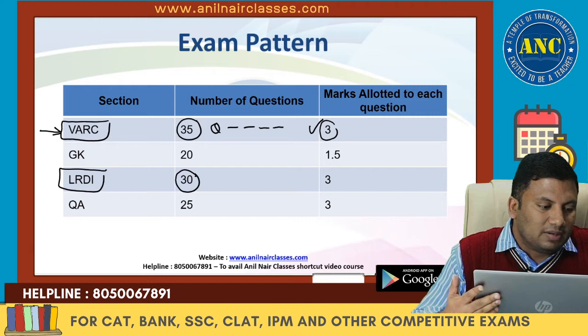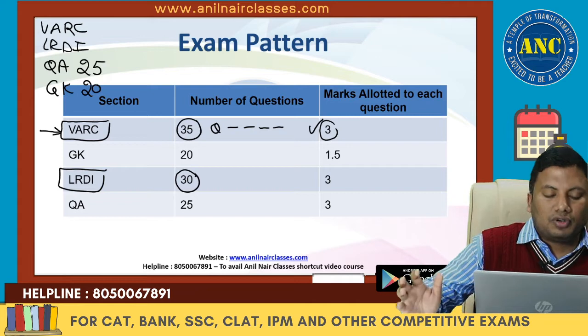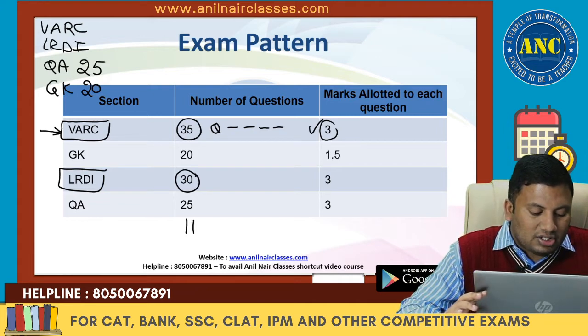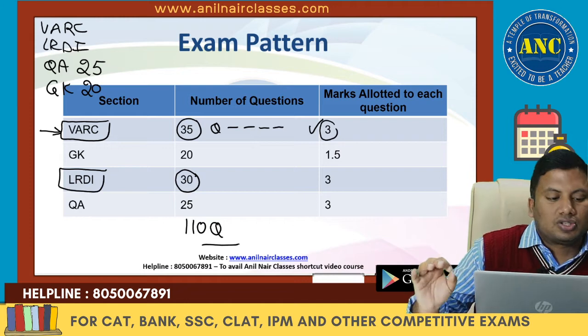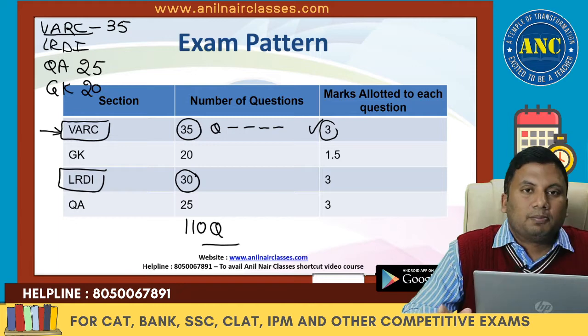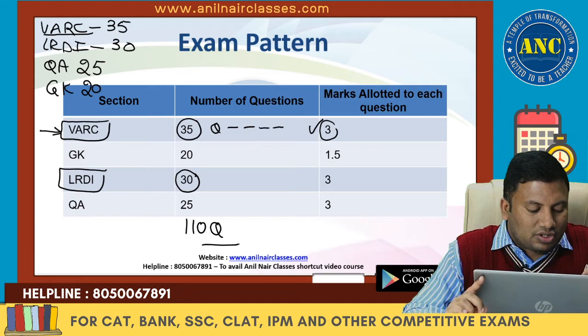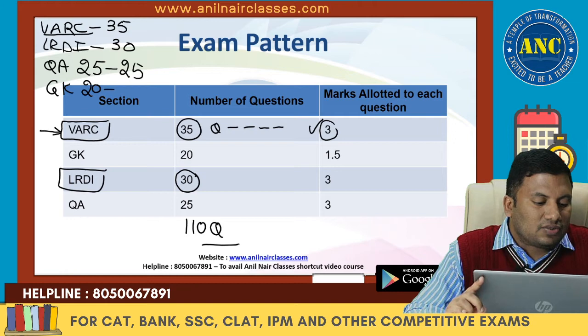So first, in terms of the number of questions: VA and RC 35 questions, LR and DI 30 questions, quantitative aptitude 25 questions, and GK 20 questions. This is the total number of questions in that paper. So totally 110 questions will be there in that paper. The students who are writing the IIFT examination, please keep it in mind: from verbal ability 35 questions will come, LRDI 30 questions, quantitative aptitude 25 questions, and GK 20 questions.